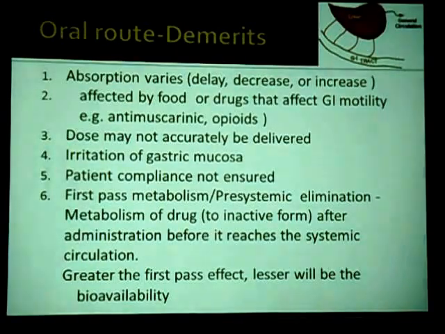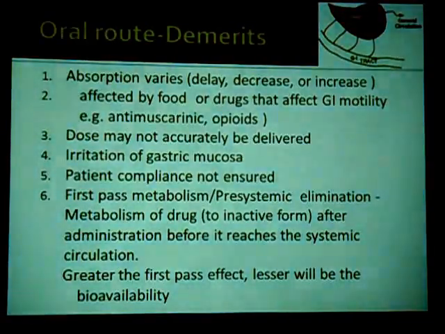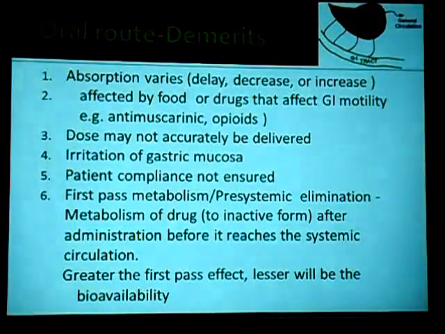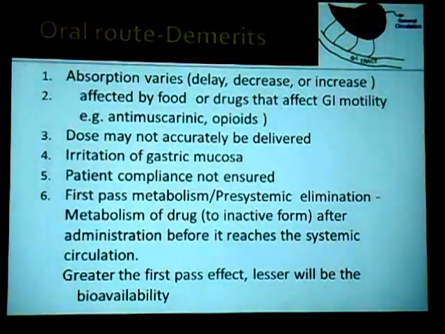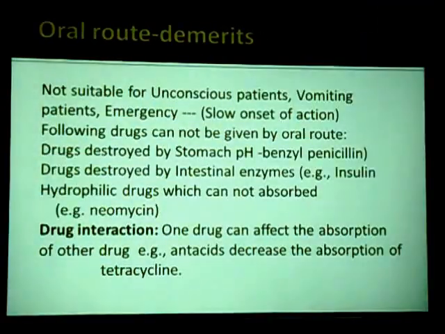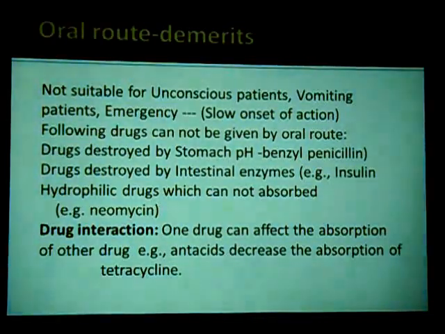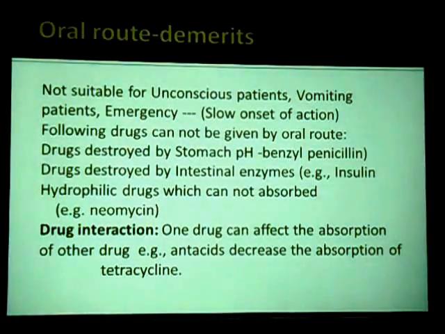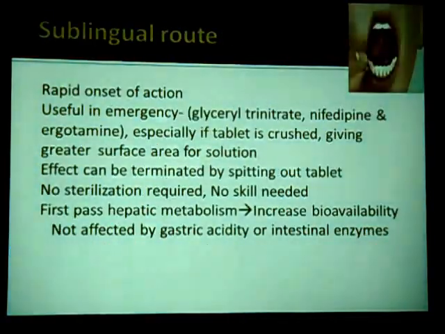What were the demerits? Emergency effects cannot be achieved. The absorption can be less than expected. First pass metabolism is there. Okay, and there are some drugs which cannot be used by this route. So not suitable for unconscious patients, vomiting patients, and there can be drug interactions. Like if we use two drugs which do not go well with each other, there can be a negative effect there. That is like milk and tetracyclines.